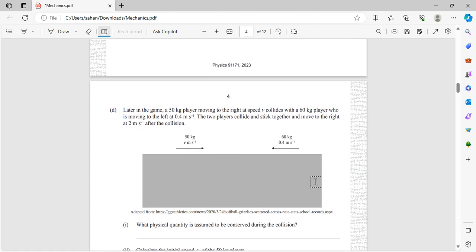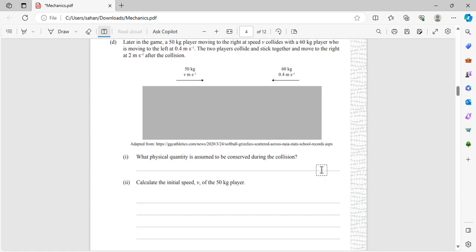Okay, let's move on now. Later in the game, okay, again, I'm gonna underline everything that's important. So there's a 50 kg player, he's moving to the right, and then he collides with a 60 kg player, and he is moving to the left at 0.4 meters per second. Okay, so obviously we don't have the picture, but I'm just gonna draw some stick figures. Yep, stick figures are the best. Oh, this guy's got really long legs. Okay, and they go at 2 meters per second after the collision.